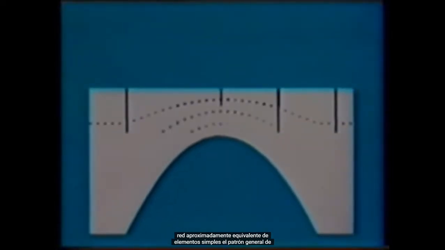We replace the single complicated shape with an approximately equivalent network of simple elements. The overall pattern of elements is referred to as the finite element mesh, and this pattern will be unique to each new problem. The initial step is to design this mesh, and for this we must first decide what kind of elements we'll use.